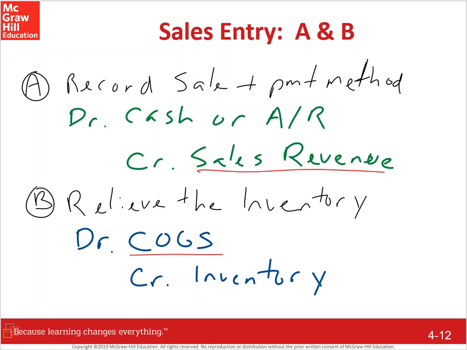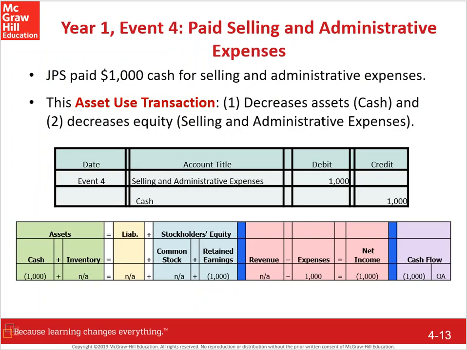All right. Let's keep going. We'll get more opportunity to practice on this, but hopefully you've got this down in your notes and we'll keep using A and then B every time we make a sale. All right, so next, event 4, JPS paid $1,000 cash for selling and administrative expenses, meaning period costs.